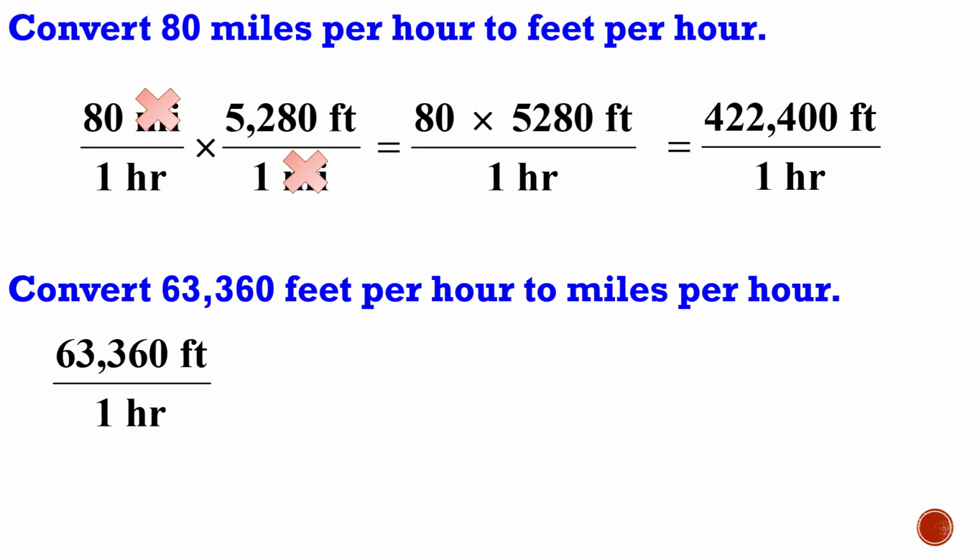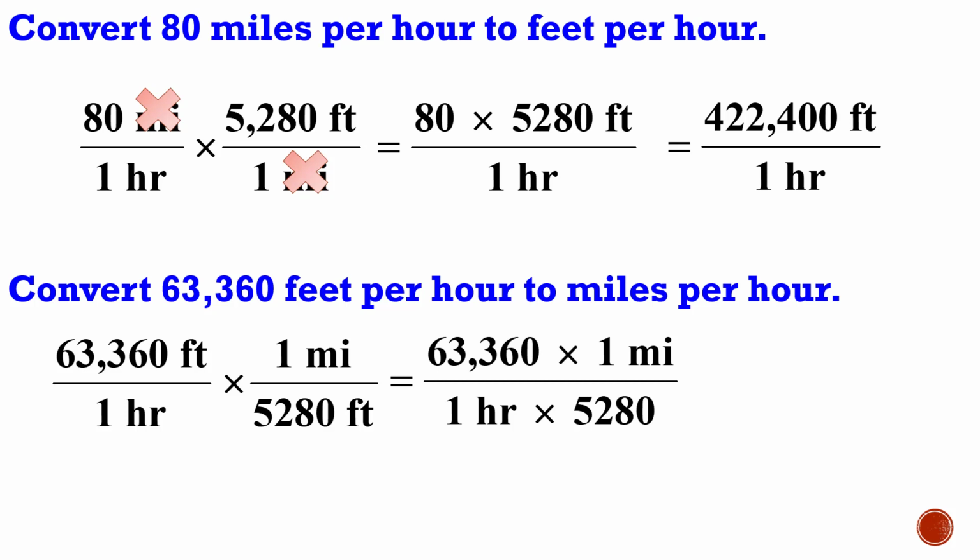In order to cancel out feet, we need feet in the denominator. And we want our solution to be in miles, so we need miles in the numerator. So our conversion factor would look something like this. 5,280 feet underneath 1 mile. Well, notice I can cancel out my feet, which is going to leave me with 63,360 times 1 mile over 1 hour times 5,280.